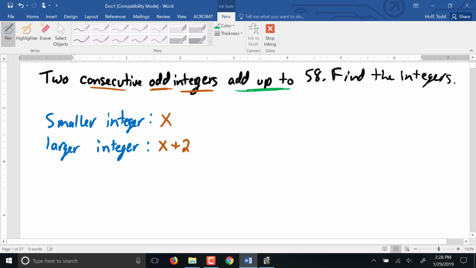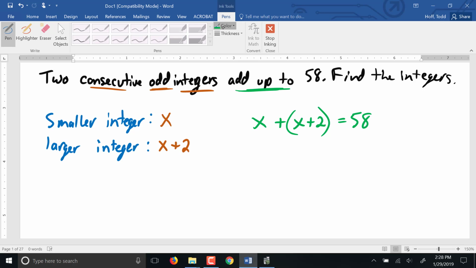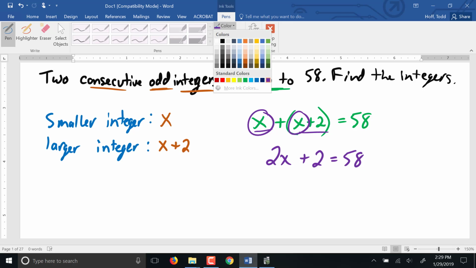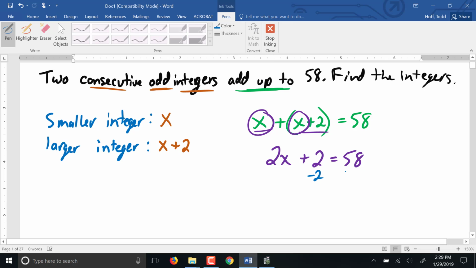They add up, which means we add them together. X plus x plus 2 adds up to means equals 58. Now to solve this, we're just combining the like terms. X plus x is 2x plus 2 equals 58. And now we'll solve it. We'll subtract the 2. 2x equals 56. And we divide by 2. X equals 28.